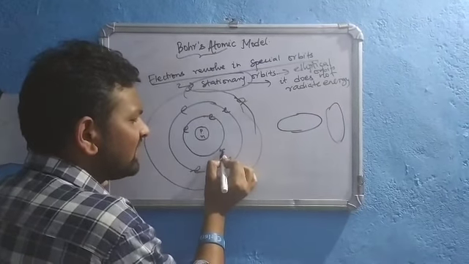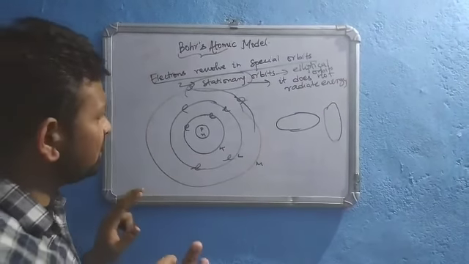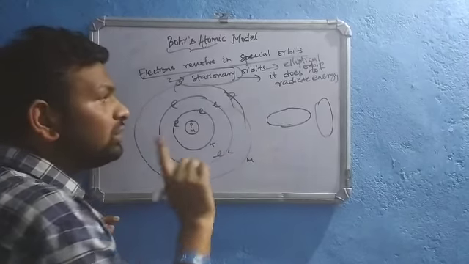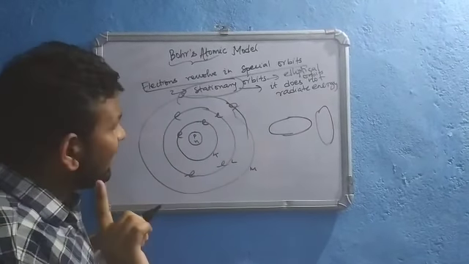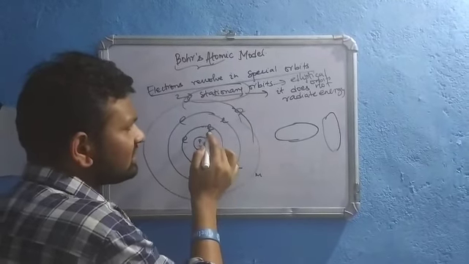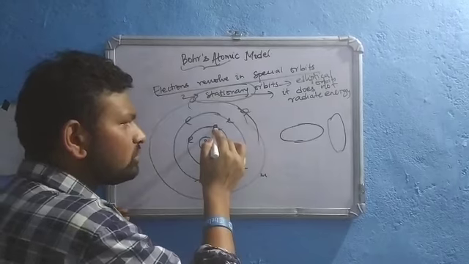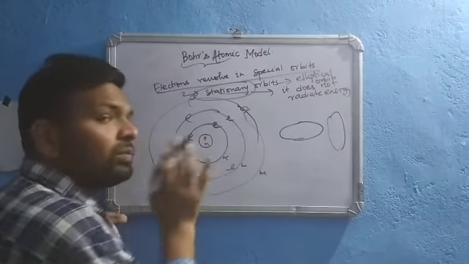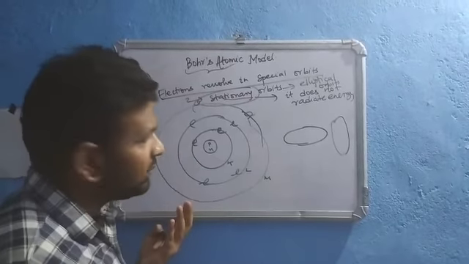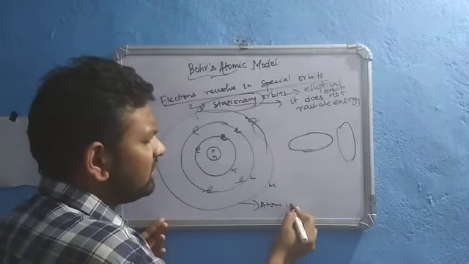These orbits were called K orbit, L orbit, M, N. You all remember this, isn't it? Now what happens is, these orbits do not radiate energy. Stationary means they are not radiating energy. As a result, these electrons will not lose energy. If these electrons do not lose energy, they will not come to the nucleus. If they don't come to the nucleus, our problem is solved. This atom becomes stable.